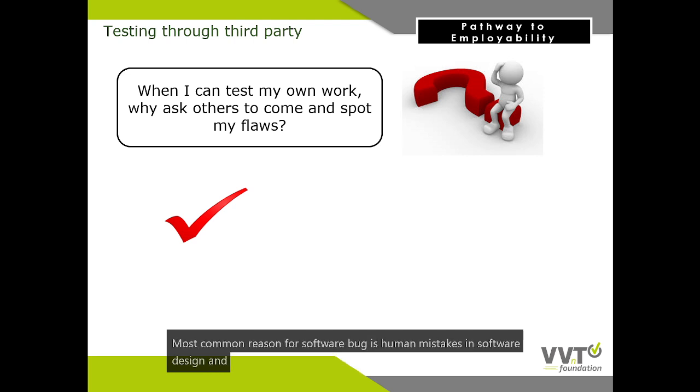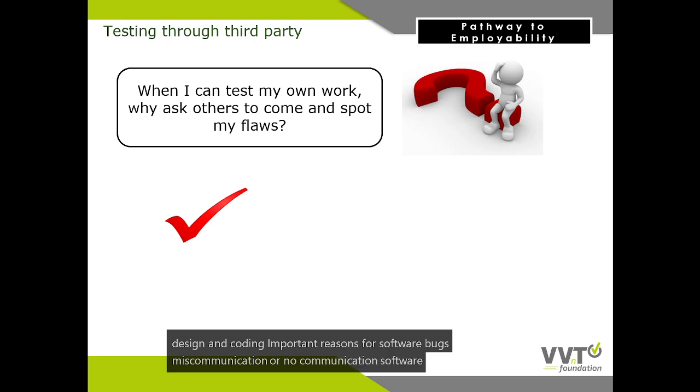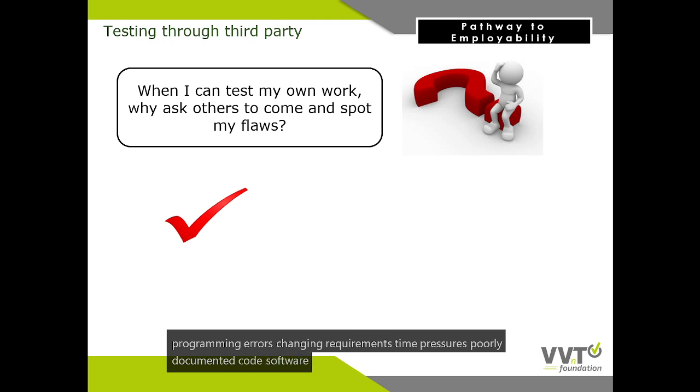Important reasons for software bugs: miscommunication or no communication, software complexity, programming errors, changing requirements, time pressures. Poorly documented code. Software development tools. Obsolete automation scripts. Lack of skilled testers.